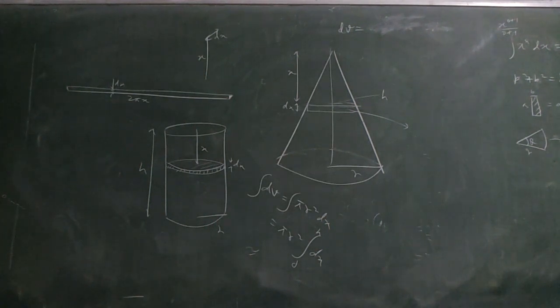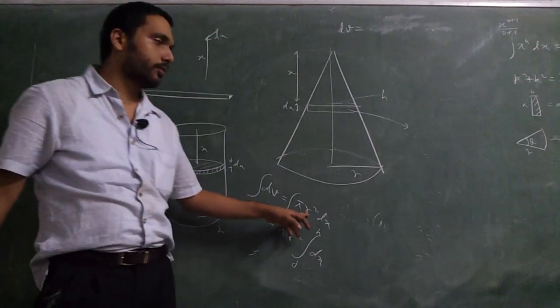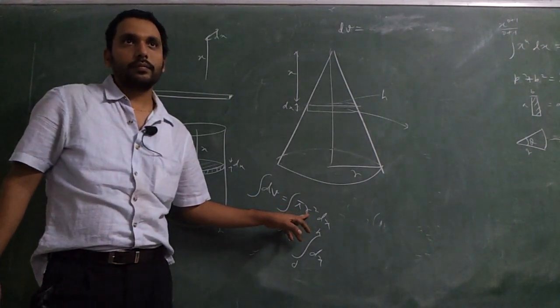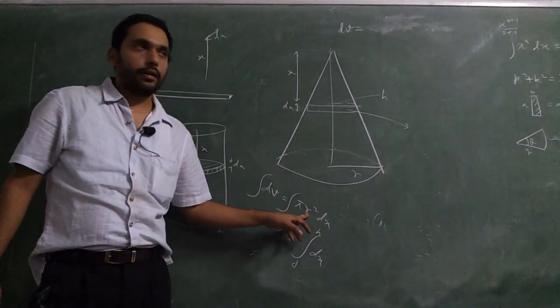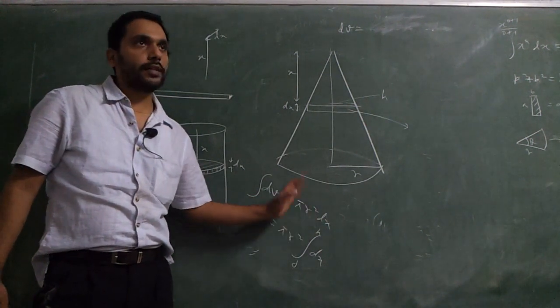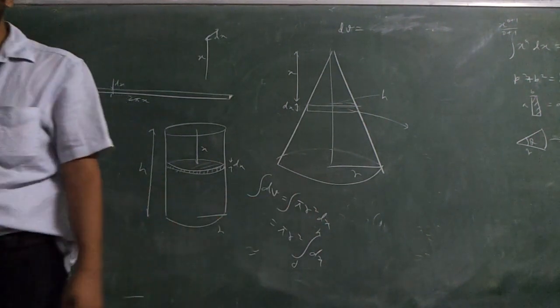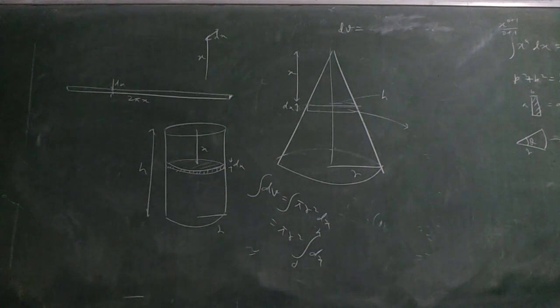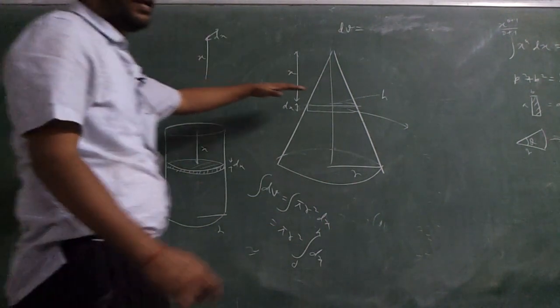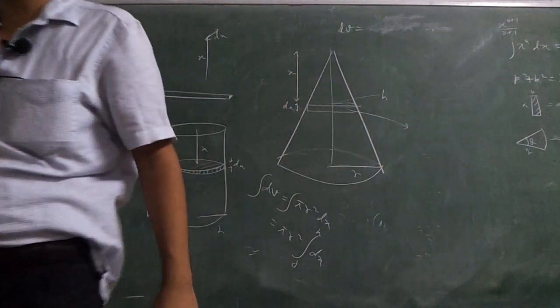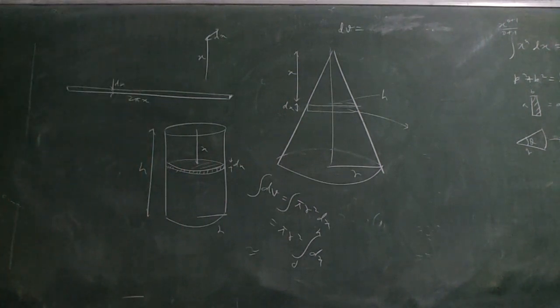But the problem in a cone is that your r is not a constant. Now you have to write this r in terms of x, then only you can integrate, right? At different x it will be a different r or not? So mathematically just find out what r is in terms of x. Yeah, use similar triangles, use tan theta, use whatever, you'll get it.